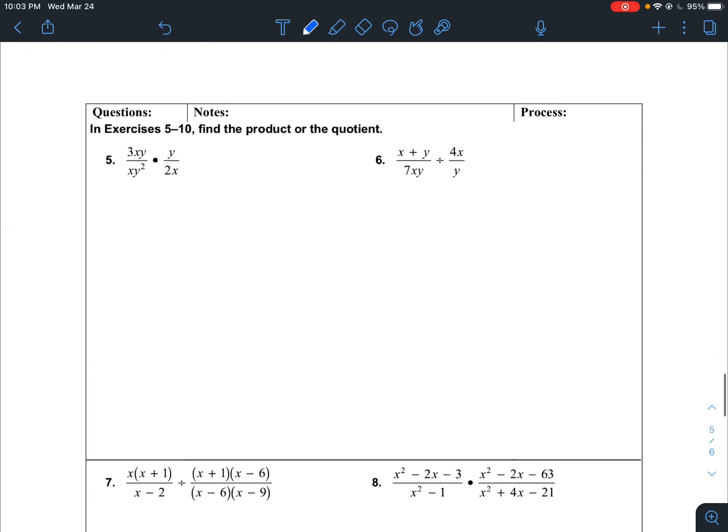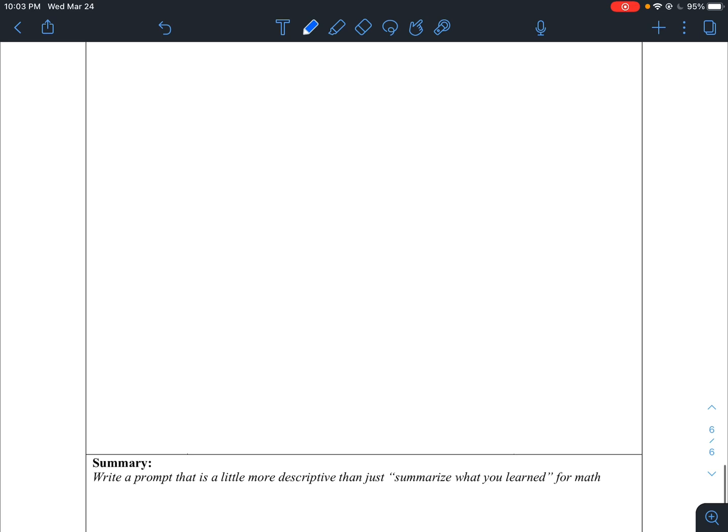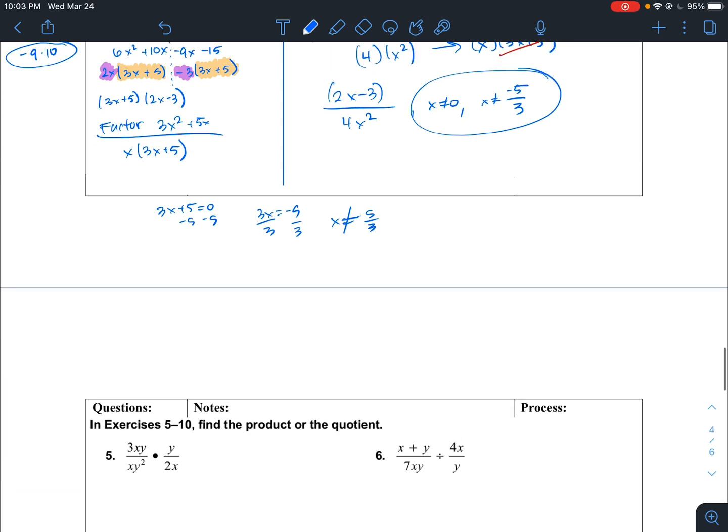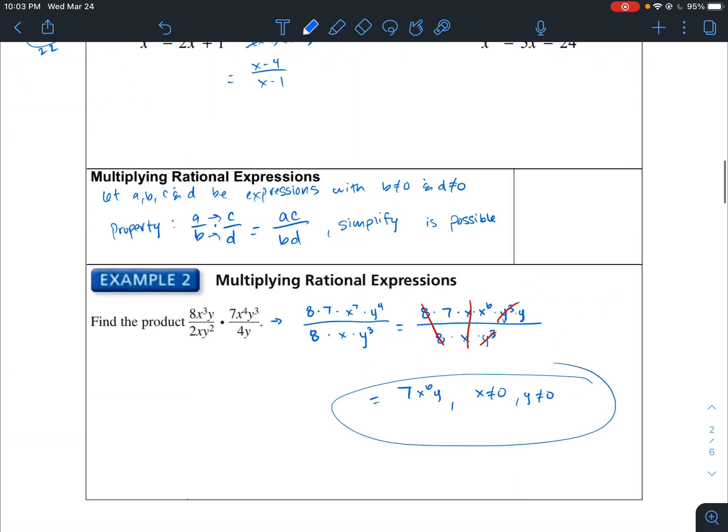Okay, so here are some extra practice problems I encourage you guys to work on to help you prep for your homework. But that should be everything for 6.3.